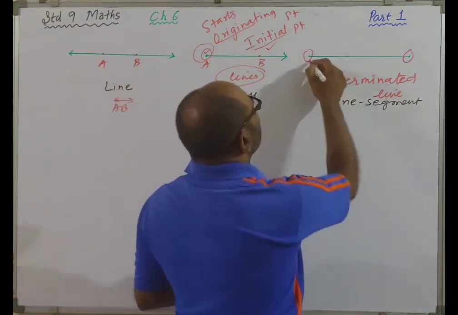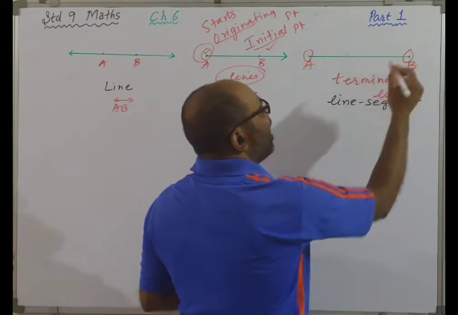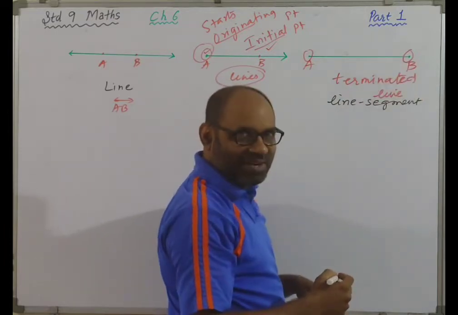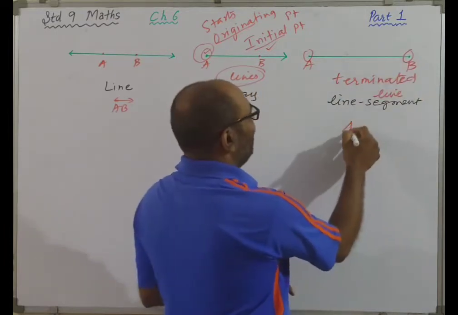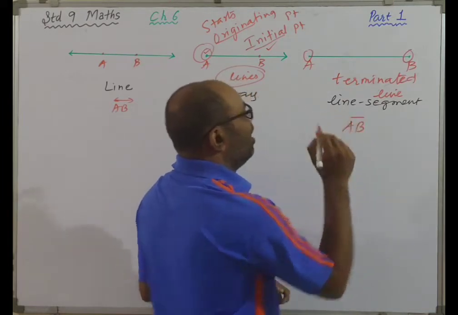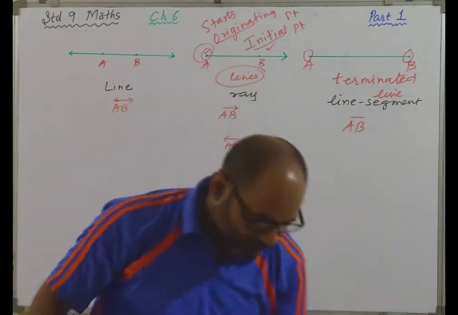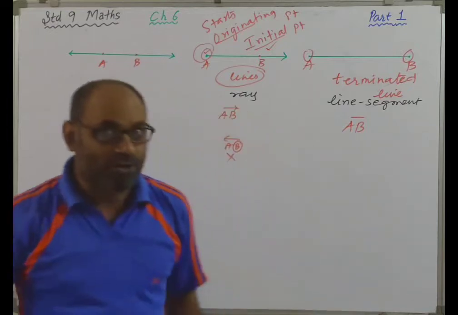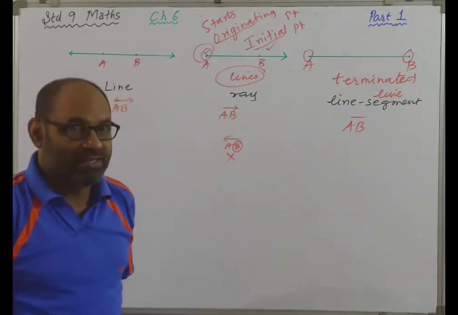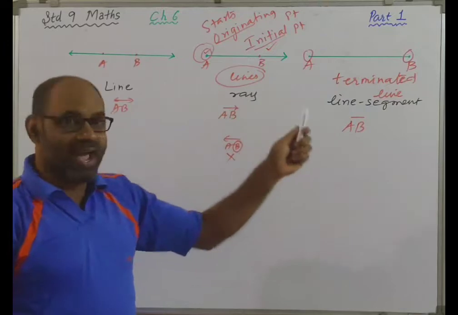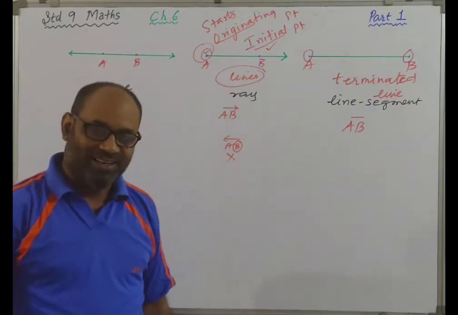Line segment. Suppose this point is A, the other end point is B. A line segment has two end points. So we write AB and then a symbol of line segment. So this is also what you learned, how to represent line, ray and line segment symbolically. Fine.